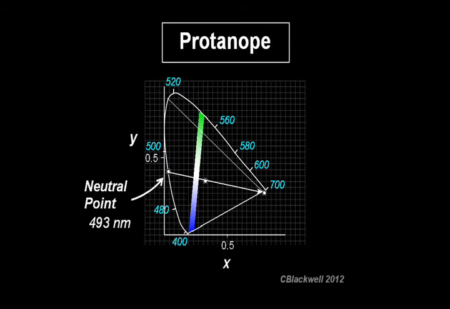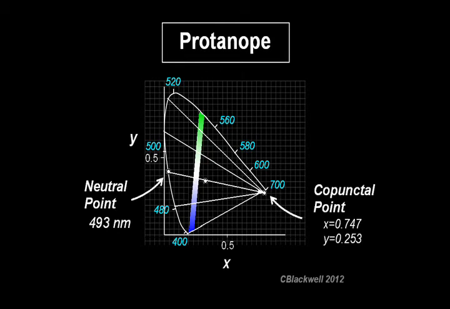We can continue to add such confusion lines that the protanope sees as all the same color, though not necessarily the same brightness. Next, note that all the lines come together in a point. This is called the copunctal point. Color researchers have used this as one way of finding the location of the missing fundamental red primary.